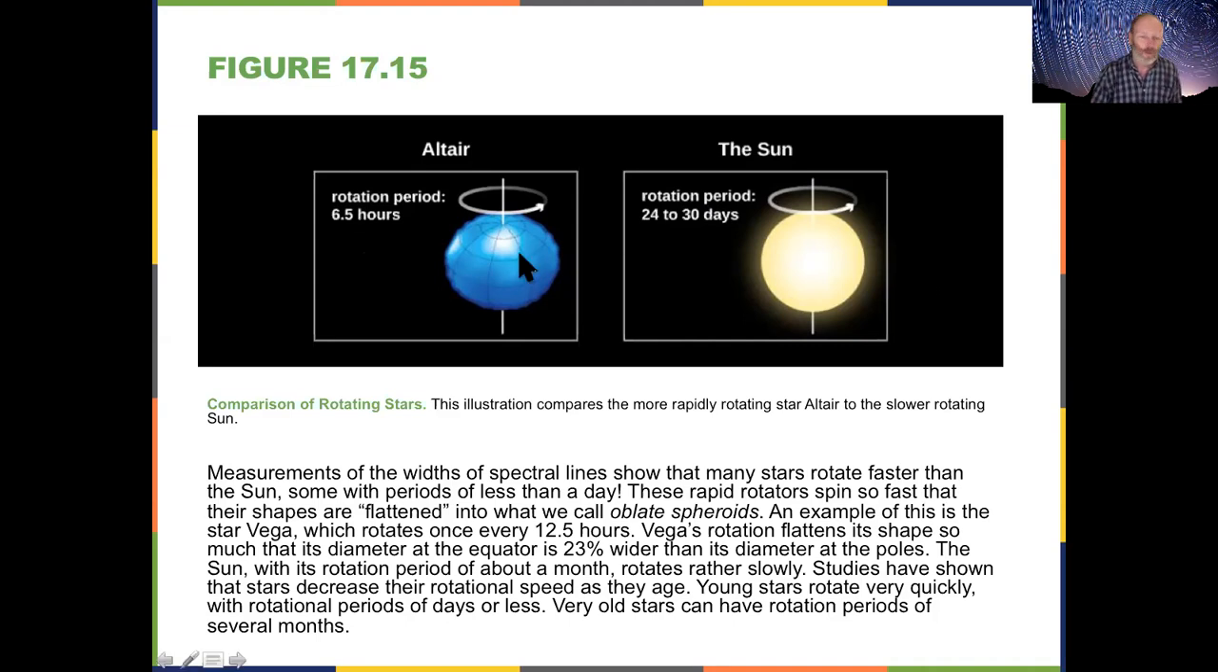Whereas Altair is whipping around so fast that there's not a lot of differential rotation, but it's also rotating so fast that it's bulging in the middle. Another thing that's rotating fast enough to bulge in the middle is Saturn. It's very oblate; we call it oblate, a sort of squashed ball. So it is rather fast. Vega is also really fast. Vega is another bright star in our sky, and it rotates once every 12 and a half hours. So there are some things that are really whipping around out there.